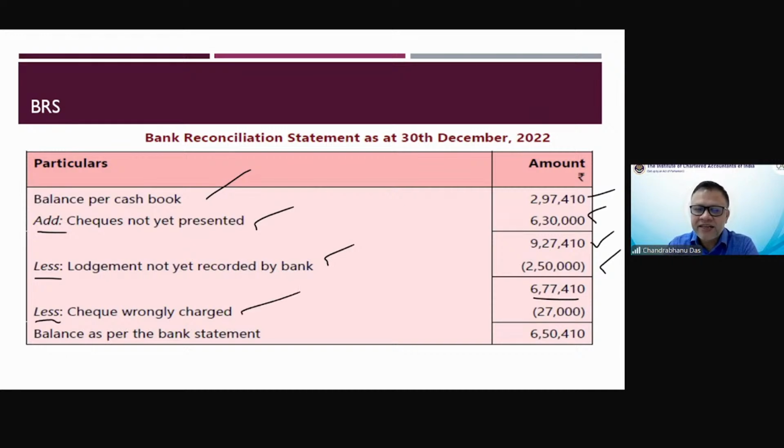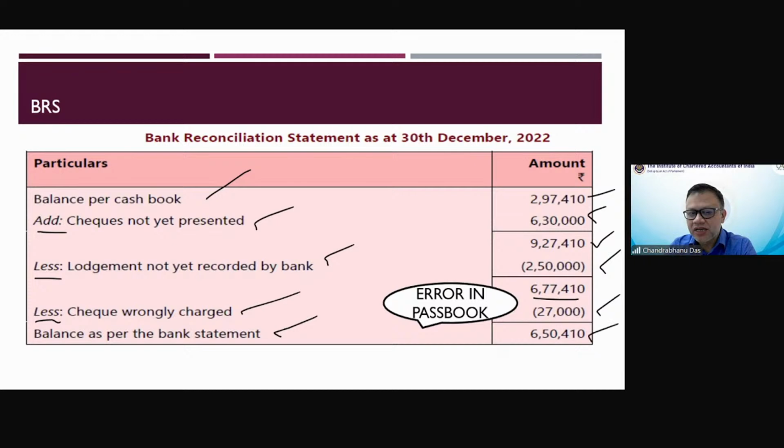So you are writing it here as check wrongly charged. Whenever you are arriving from cash book balance to the passbook balance, you are deducting this bank charge which has been excess, the check which is wrongly charged, right? You are arriving at the bank statement, so the check which is wrongly charged will be deducted. So this is the error which is in the passbook. So that's how we are arriving at the balance as per bank statement.